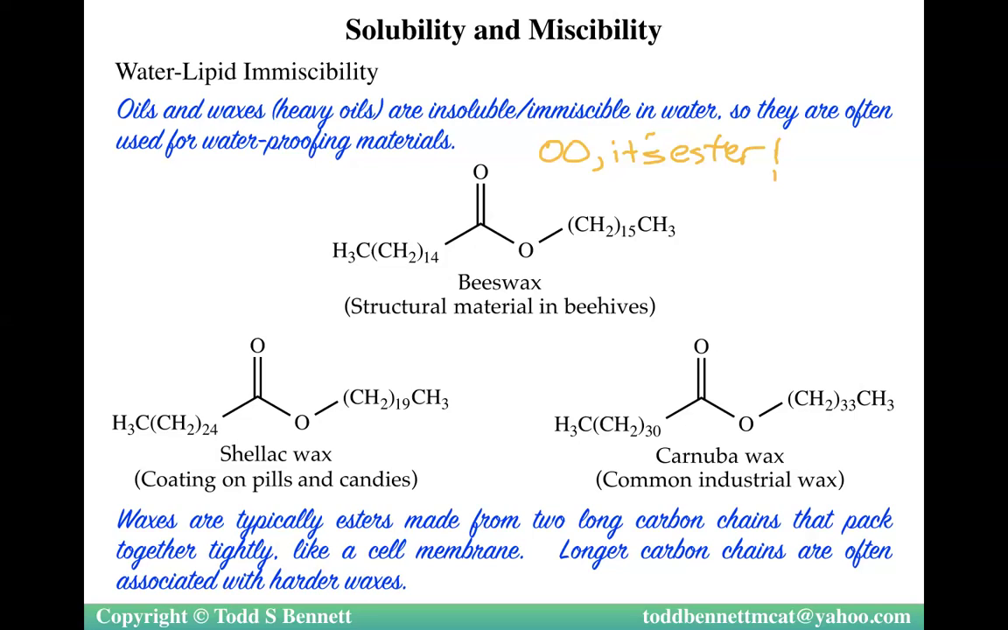Waxes are typically made from esters, which is two long carbon chains. So just what it says there. Okay, now what we're going to learn is a cell membrane is exactly the same concept where you have these long chains, but you have multiple esters on a carbon backbone. So we'll talk about that in a little more detail here.